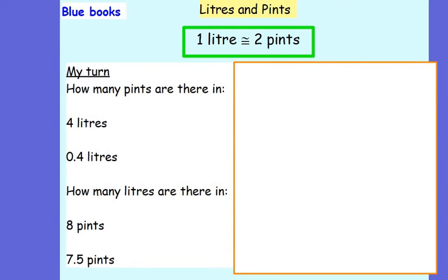So in your dark blue books, can you write the title Litres and Pints for me? And underneath, can you write 1 litre is approximately equal to 2 pints? Use this approximately wiggly line for me. And when you've got that down, can I see pens down and eyes on me? I'm going to do a couple of examples and then you're going to do some examples. So title, what's written in the green box, and then pens down for me.